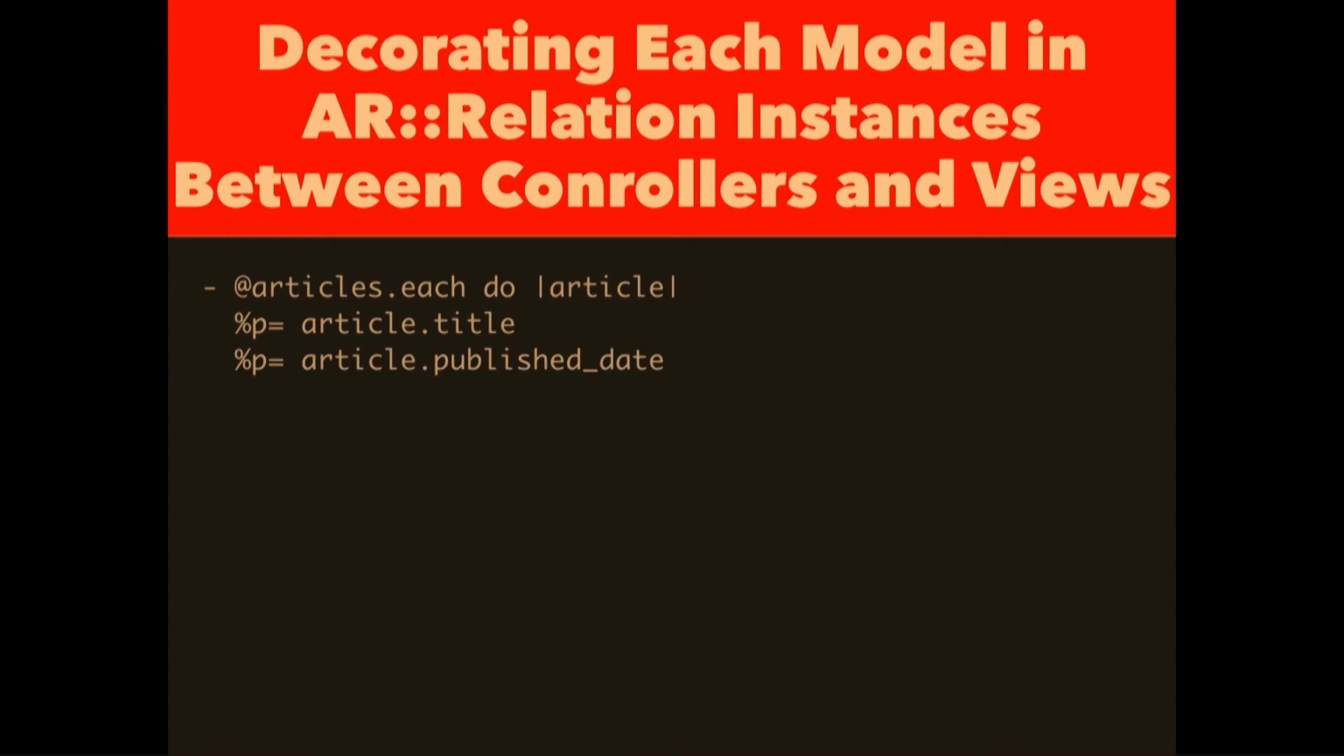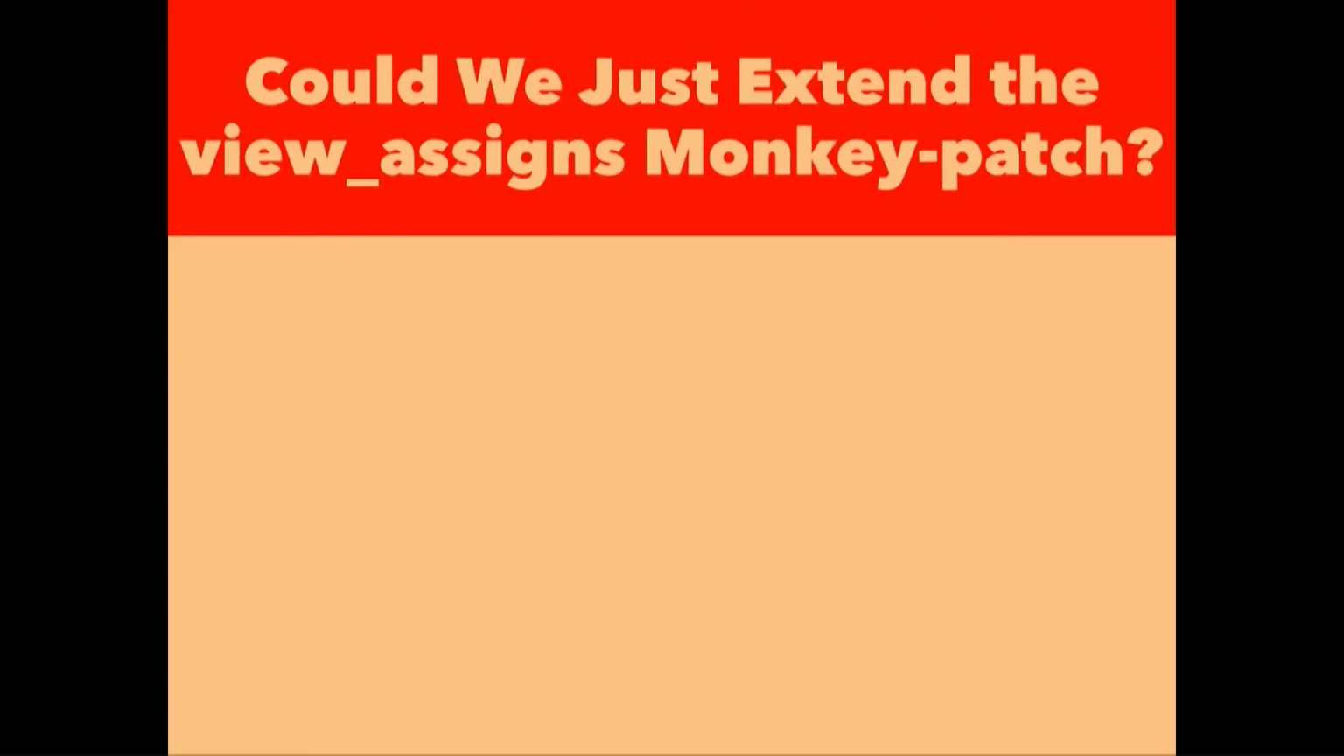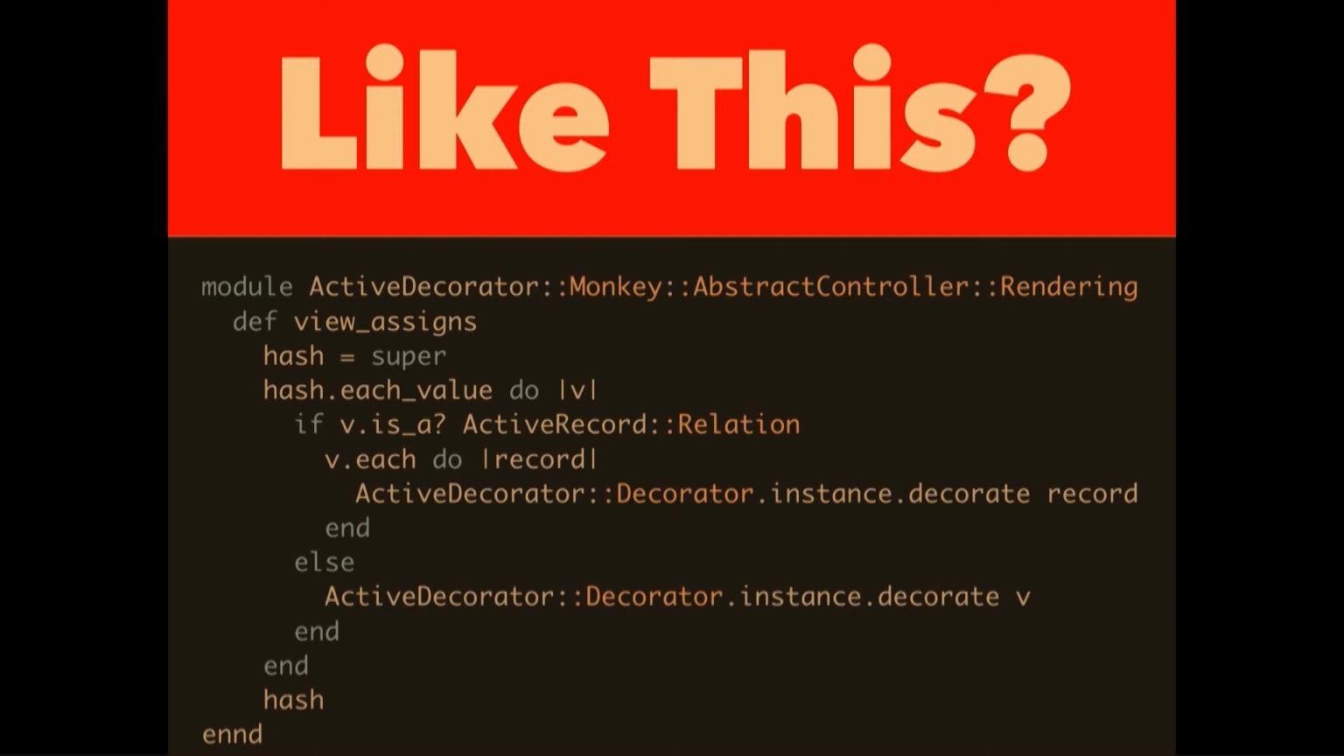As I explained, we kind of want to do this. I'm sorry the markup is terrible, but it's just an example. So we want to decorate each object automatically. So could we just extend the view_assigns monkey patch like this? If the object is an Active Record relation, then call its each and decorate.